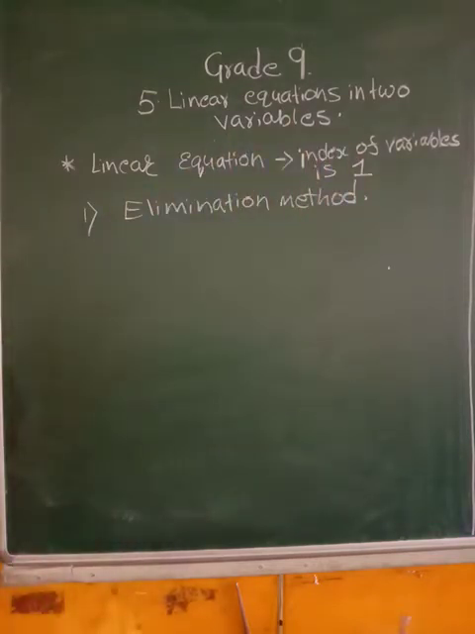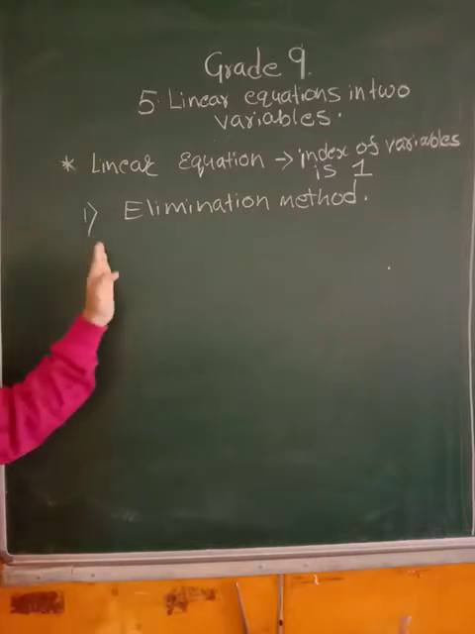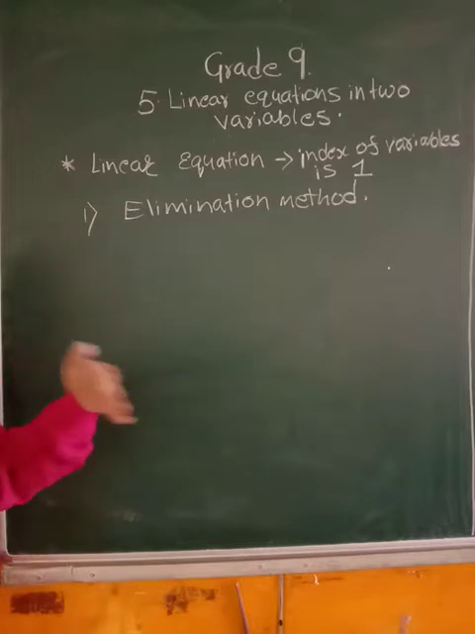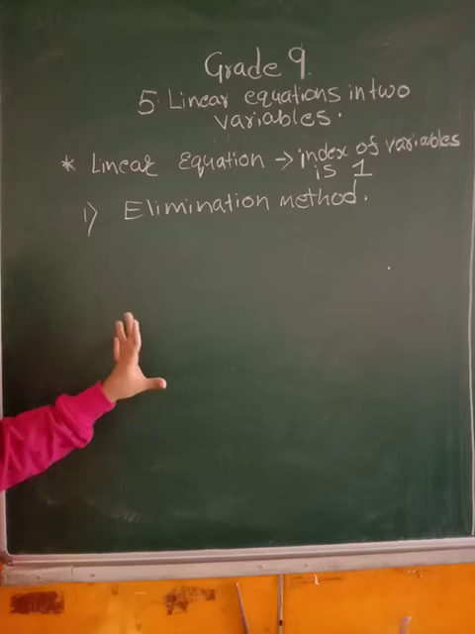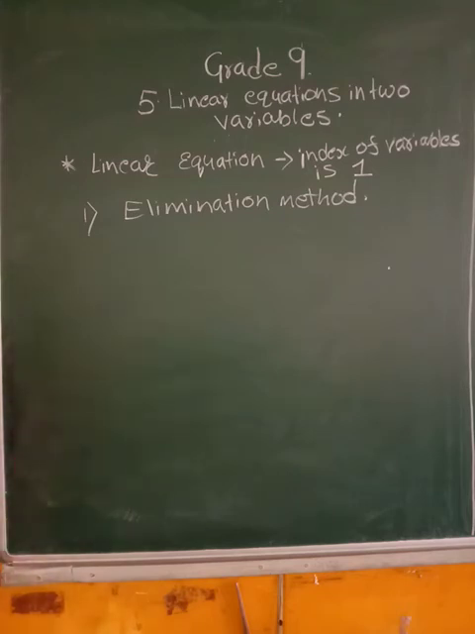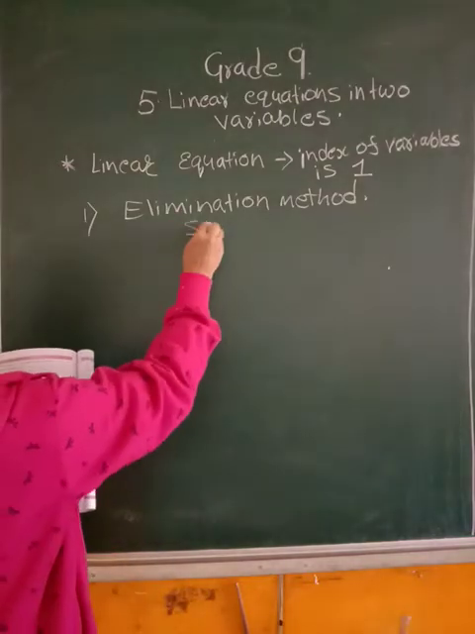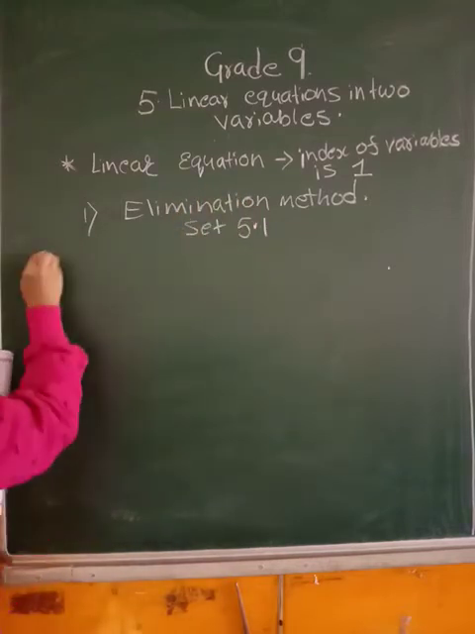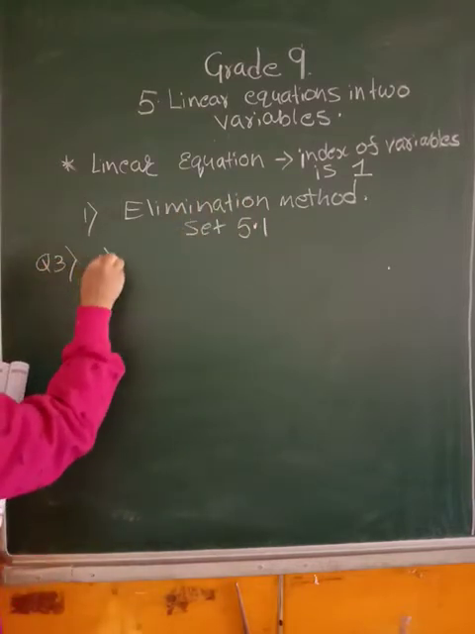You have to remember one thing, students, while solving simultaneous equations: the first step is to equalize the coefficients, and the second step is to eliminate. That means you have to remove one variable and keep one variable. When we solve, I will explain again. Let us take the first problem from Set 5.1, question 3.